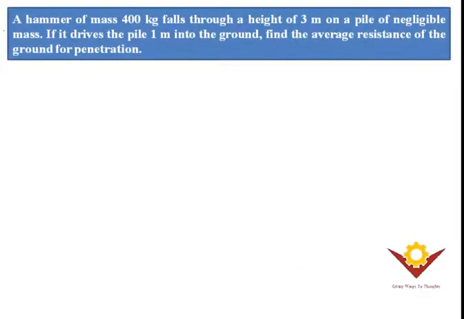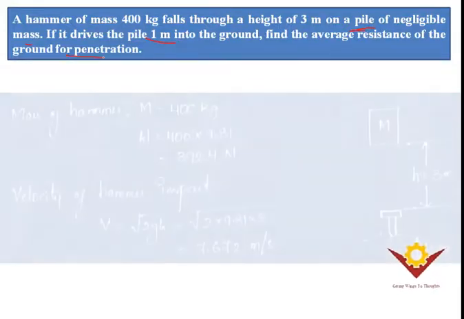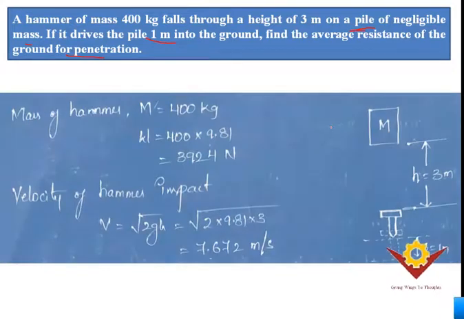And the next one: a hammer of mass 400 kg falls through a height of 3 meters on a pile, that means a nail, of negligible mass. So this pile does not have any mass. If it drives the pile 1 meter into the ground, find the average resistance of the ground for penetration. Now first we'll try to understand this problem.